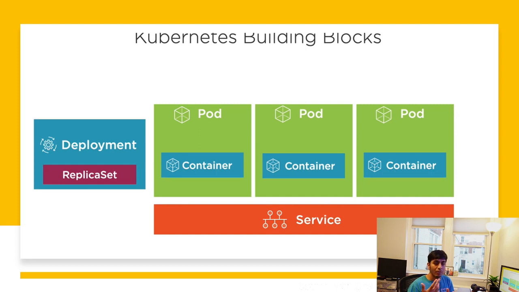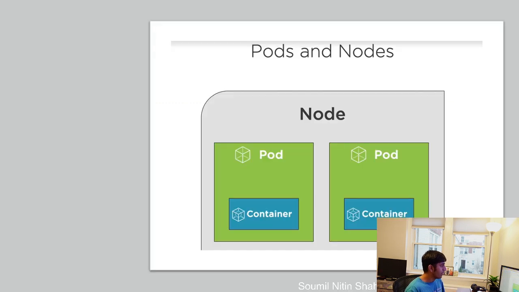Deployment is what kind of deployment you want to have, how many replicas you want to have, and much more you can say. So all of that. Let's see the next example. This one right here shows you pods and nodes. Remember, as I said, pods have containers, right? And a node can have several pods, right?